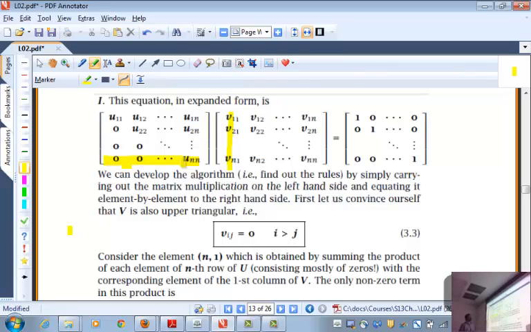Okay, then you go to the upper one. Okay, and then take the product with this. I have to use a different color.